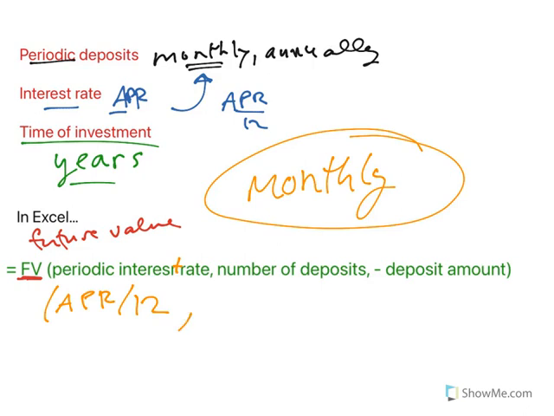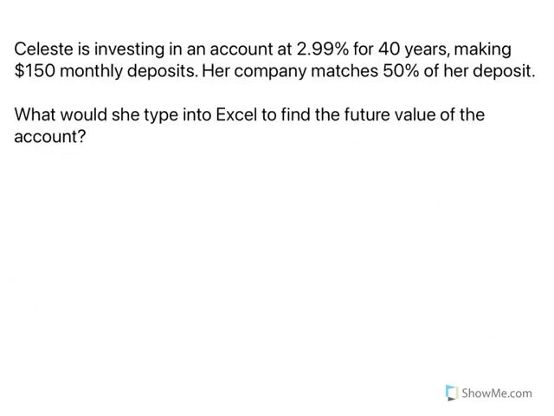Then the number of deposits. If you have monthly, there are 12 months in a year times the number of years, because that's how many deposits will be made. And then minus, this is going to be the dollar amount of how much is deposited every month. You can't just do a lump sum here because this is like compound interest. Every month you put money in, it grows your balance a little bit so you earn more interest. This is why the earlier you start investing, the more interest you're going to earn, because you have more money to earn more interest. All right, let's jump in.